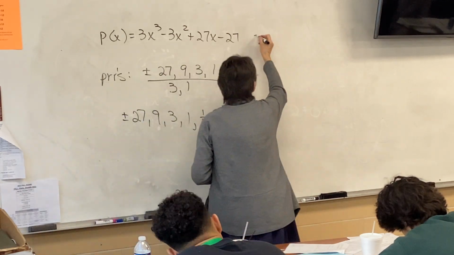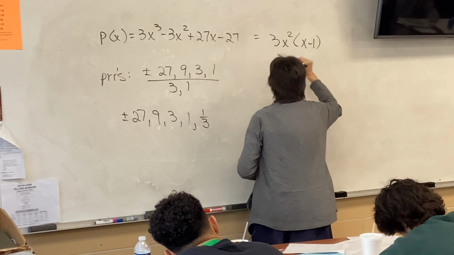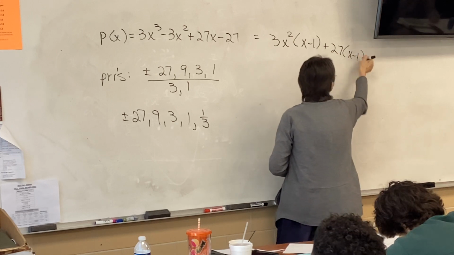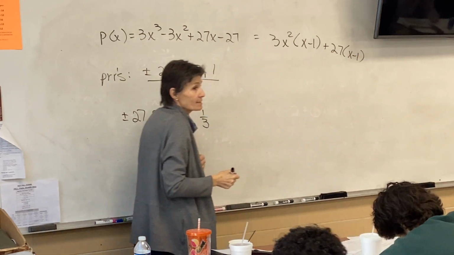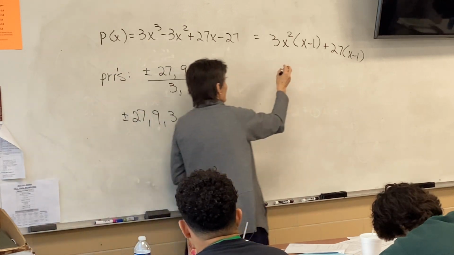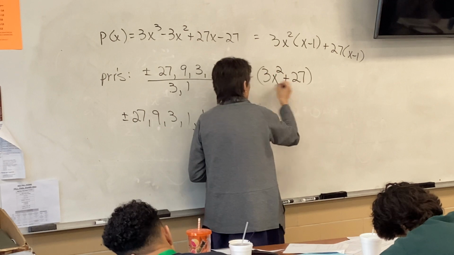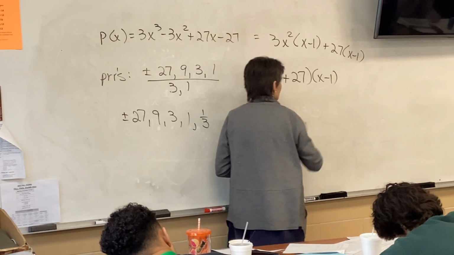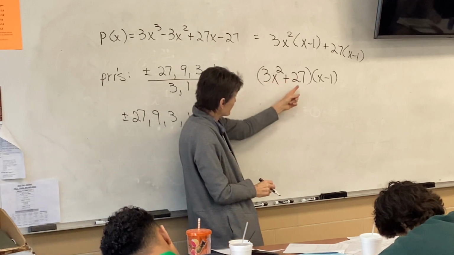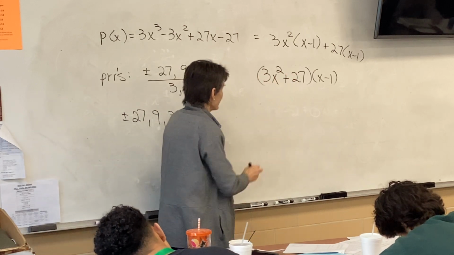I'm gonna go ahead and factor by grouping, so I'm gonna take out a 3x squared, and then a 27. And sure enough, does it factor by grouping? Yeah, because we have a common factor, x minus 1. Now, what about this? Is there anything I can do with that? That's the leftover part. Take out a 3.